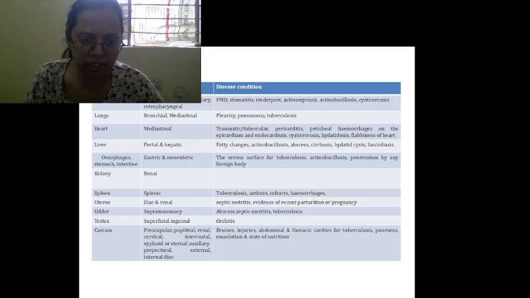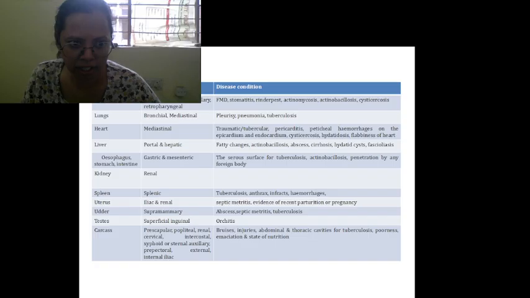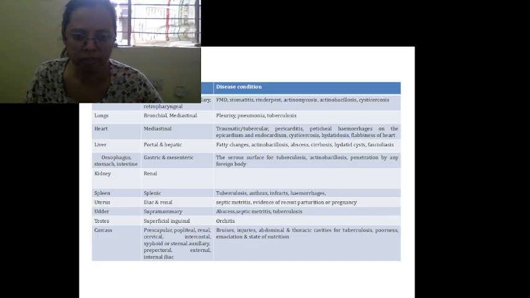Esophagus, stomach and intestine: gastric and mesenteric, the serous surface for tuberculosis, actinobacillosis, penetration by any foreign body. In kidney it is renal, so it can tell about kidney failure, any infection in kidney. And in spleen we have the splenic lymph node, which can show tuberculosis infection, anthrax infection, and infarcts and hemorrhages.